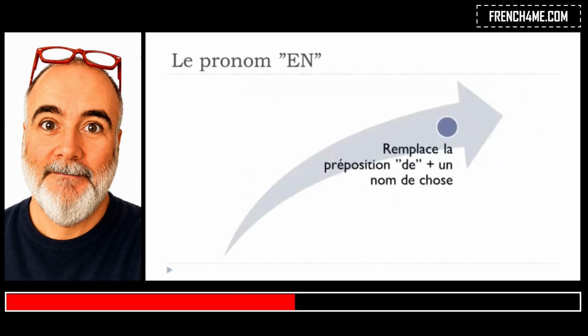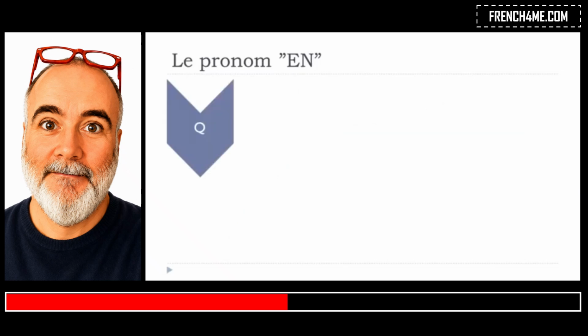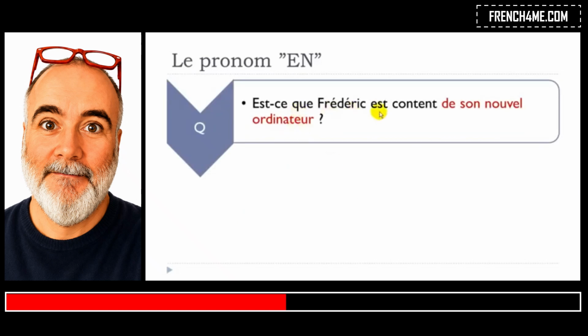And then le pronom en, well, it can replace the preposition de plus a noun, and especially a noun for a thing. Okay, so let's see now. Est-ce que Frédéric est content de son nouvel ordinateur? Okay, est-ce que Frédéric est content? Content is to be happy, satisfied. Okay, de son nouvel new ordinateur, computer. D'accord? Est-ce que Frédéric est content de son nouvel ordinateur?